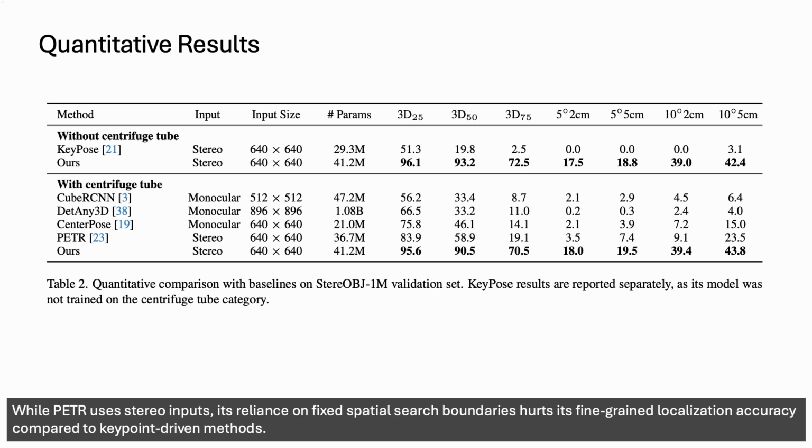While PTOR uses stereo inputs, its reliance on fixed spatial search boundaries hurts its fine-grained localization accuracy compared to keypoint-driven methods. PETR shows worse localization accuracy as it depends on handcrafted spatial bounds for 3D bounding box center regression. This limitation is evident in the percentage decreases from 10 degree 5 cm metric to 10 degree 2 cm metric, and from 5 degree 5 cm metric to 5 degree 2 cm metric. In comparison, we have a performance decrease of 7.6% and 10%, while they have 53% and 61%.